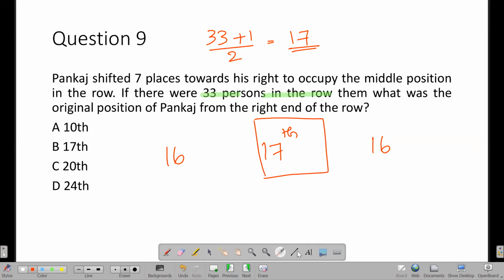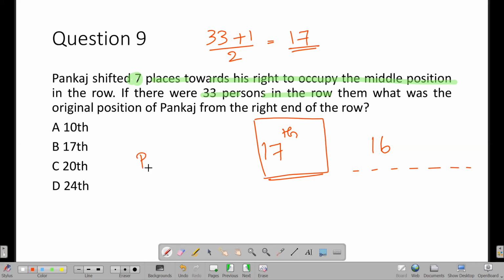So there will be 16 seats in this way, 16 and 16 over here. So that 16 plus 16, 32, and the 17th position, altogether 33 seats will be there. I guess this is clear for you. Now we can see that Pankaj shifted 7 places towards his right to occupy the middle position. So definitely it means that Pankaj will be sitting onto the left-hand side of this 17th position.